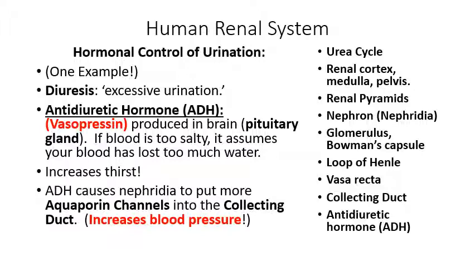Antidiuresis means to prevent excessive urination. So there is a hormone that's produced by the pituitary gland of the brain, and we're going to talk in detail about the pituitary gland of the brain. But there is a hormone produced by the pituitary gland called antidiuretic hormone, abbreviated ADH, also known as vasopressin, and it is produced if the blood is considered to be too salty.